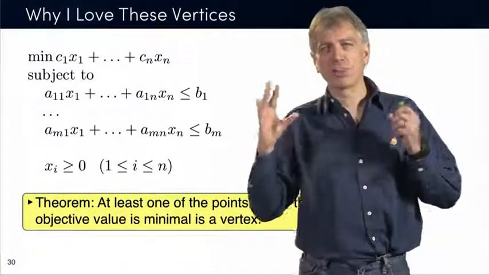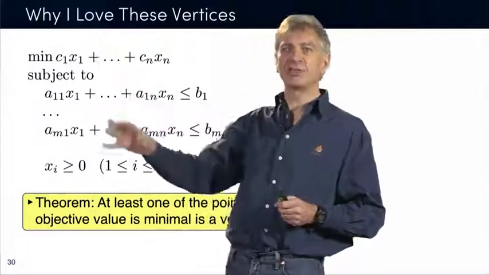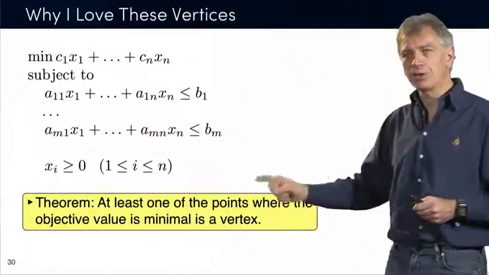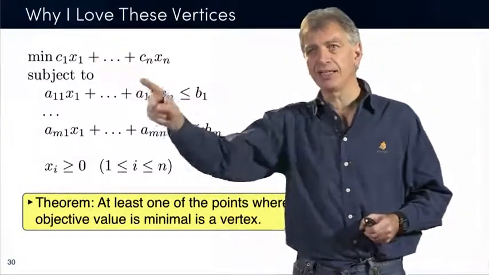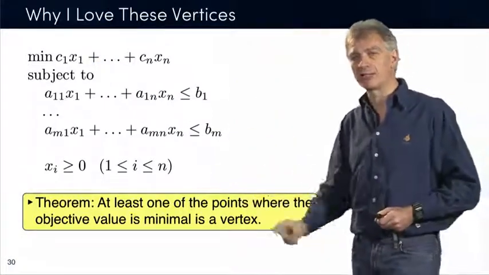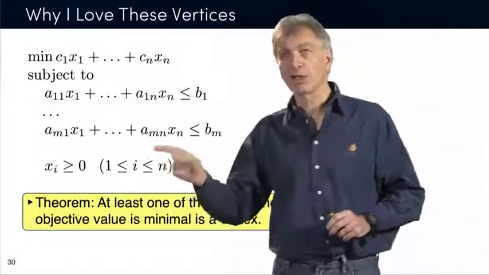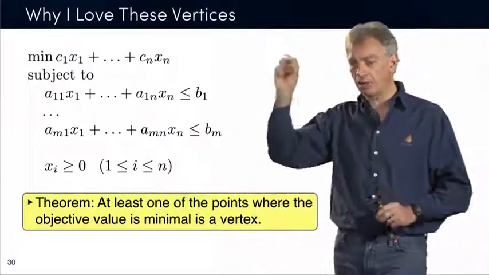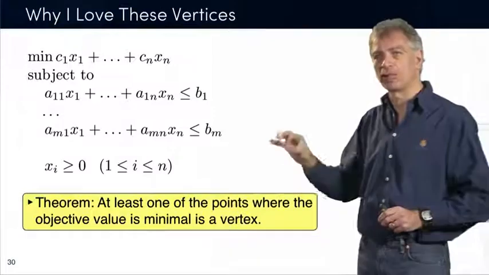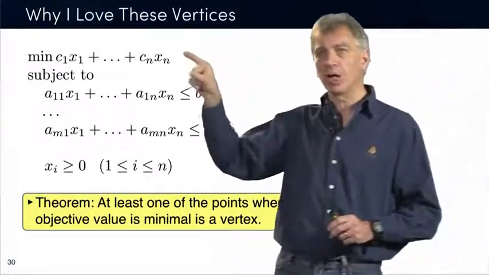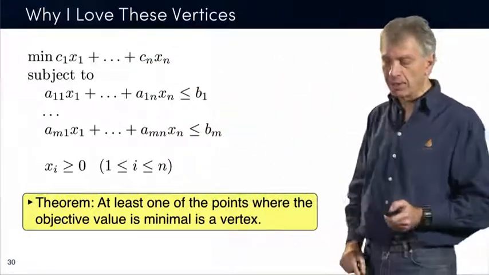Now, why am I so obsessed with these vertices? This is the reason why. If you have a nice linear program as I have shown you so far, what you know is that at least one of the points where the objective value is minimal is going to be at a vertex. It doesn't mean that there are no other points where the solution is optimal, but there will be at least one of them located at a vertex. So in a sense, that's why we are obsessed with these vertices, because we know that at least one of the optimal solutions is going to be at one of these vertices. And I'm going to show you the proof.